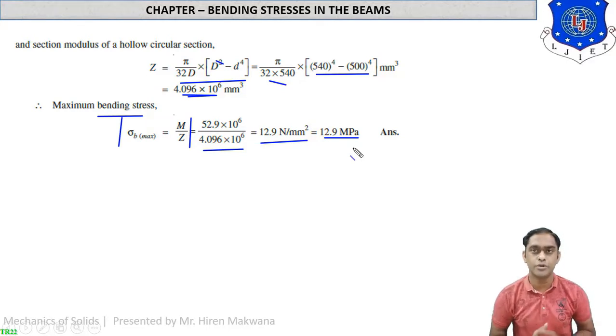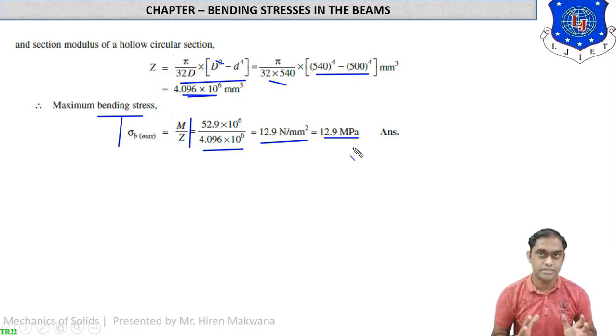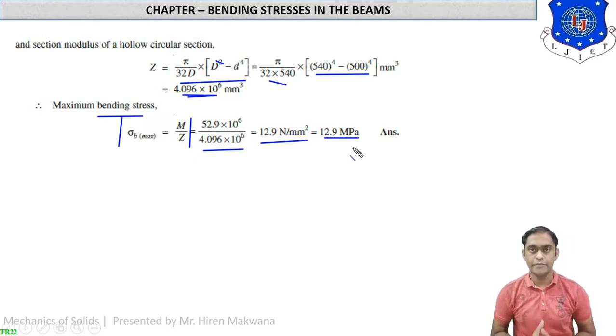From tomorrow onwards we will start composite beams, meaning beams having different types of cross sections like T sections, I sections, or simply supported beams with UDL and point load. All the combinations will give you different types of bending stress. So that type of sums are going to be very tough. So till then you just practice these numericals.